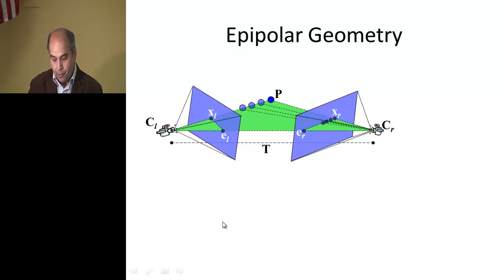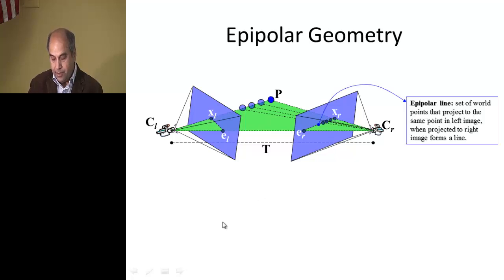Okay? So now this line, which is actually the projection of one point in the left camera, is called the epipolar line. That has a name, it's called the epipolar line, because in one camera it's a line, in the other camera it is a point. And that's the geometry, the way it is. So that's one thing which you need to know.